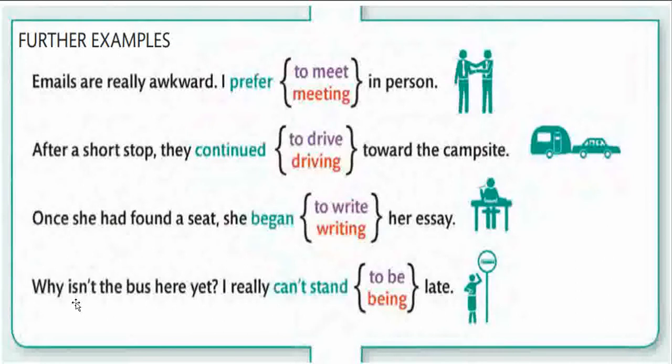Now let us see certain examples where certain main verbs either take infinitives or gerunds and the meaning remains the same. Emails are really awkward. I prefer to meet in person. Emails are really awkward. I prefer meeting in person. After a short stop, they continued to drive towards the campsite. After a short stop, they continued driving toward the campsite. Once she had found a seat, she began to write her essay. Once she had found a seat, she began writing her essay. Why isn't the bus here yet? I really can't stand to be late. Why isn't the bus here yet? I really cannot stand being late. Now you can see that the meaning did not change at all.